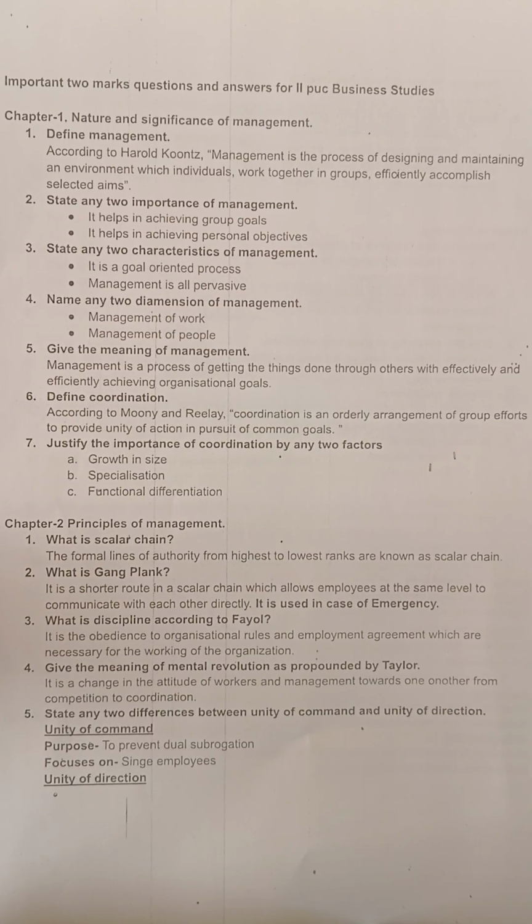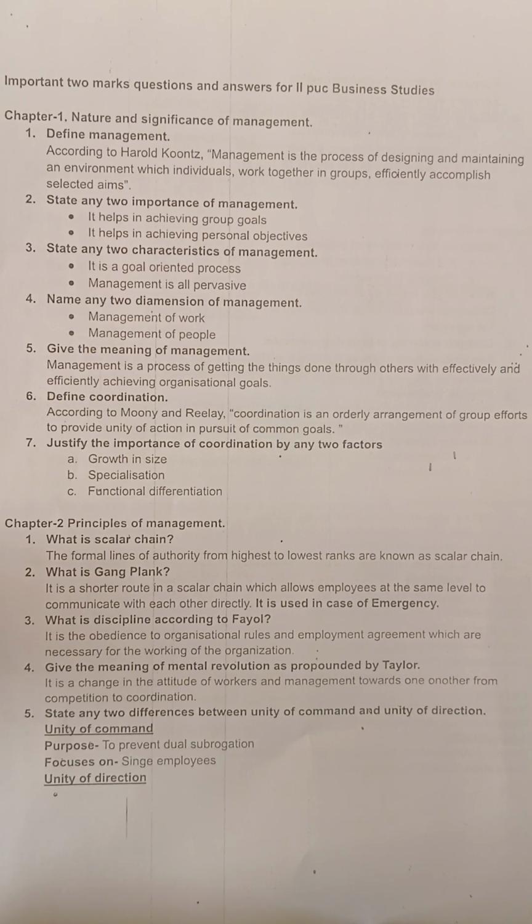Next, come to the third question. State any two characteristics of management. Management is a goal oriented process, and management is all pervasive. Next, come to the fourth question. Name any two dimensions of management: management of work, management of people.